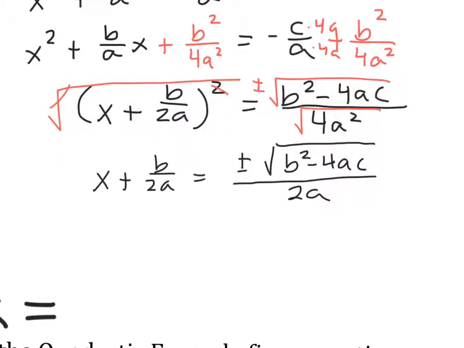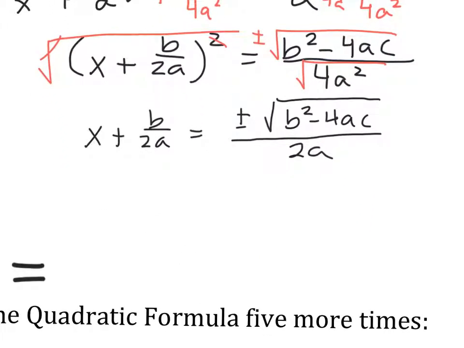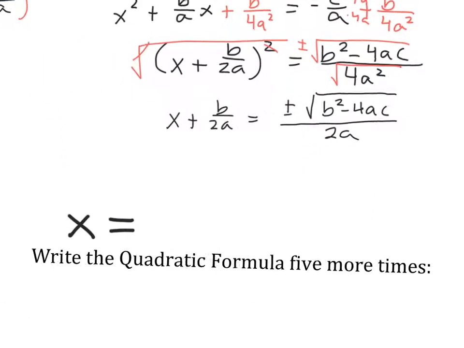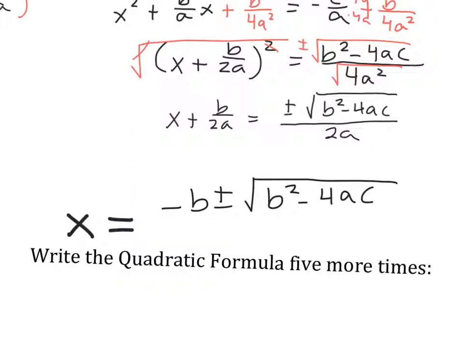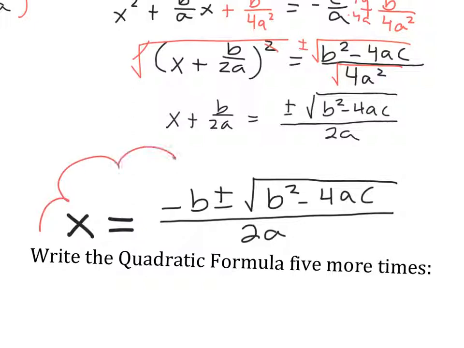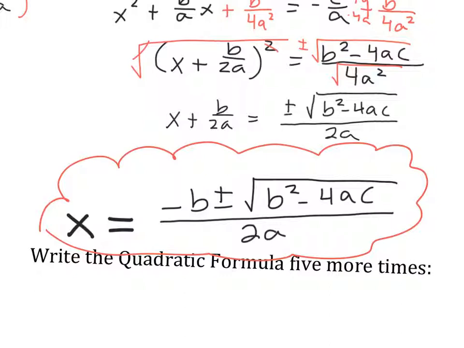2a. The b over 2a. So when I subtract that, and I left room right here, this is what it's going to look like. Negative b plus or minus radical b squared minus 4ac all over, make sure the whole thing is over 2a. When I say whole thing, the whole side, all the way to the negative b. Don't put the x over 2a. And this, my friends, is the quadratic formula.